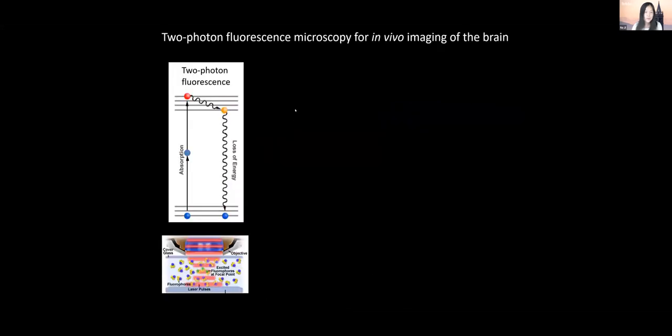One of the most popular methods for in vivo imaging of the brain is two-photon fluorescence microscopy. Here, a single fluorescent molecule will absorb 2 photons simultaneously in order to go to the excited electronic state. From there, when the molecule returns to the ground electronic state, the energy can be released in the form of a fluorescence photon. Because this 2-photon absorption process has a very small probability to happen, it only occurs at the focus of a high numerical aperture objective, where the light intensity is high enough.